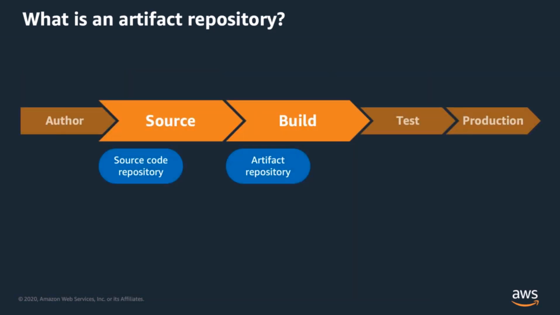So where an artifact repository is really useful is in this source and build stage. So you have a source code repository, right? This is something like CodeCommit, GitHub, GitLab, Bitbucket. And you check in your code, you do a build, and then you want to do something with those built artifacts and put them somewhere. And this is what an artifact repository is for.